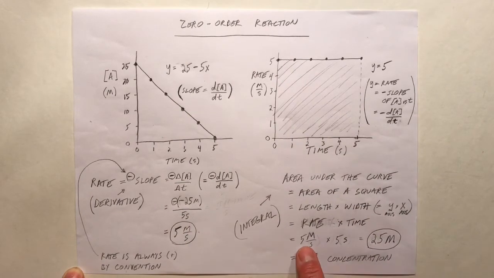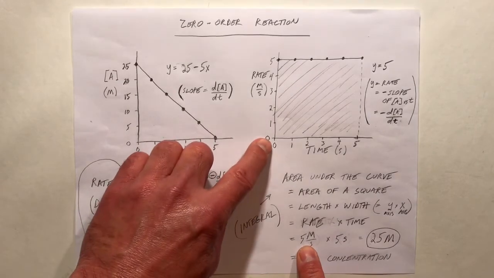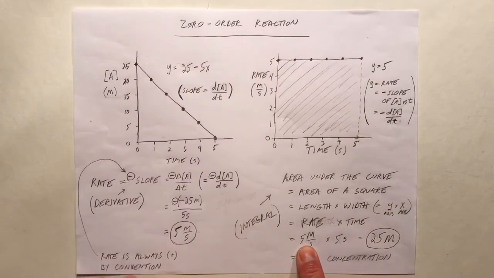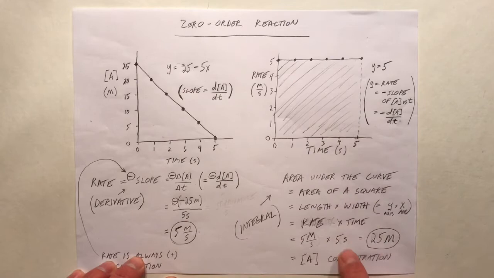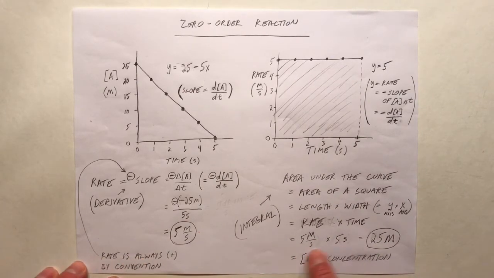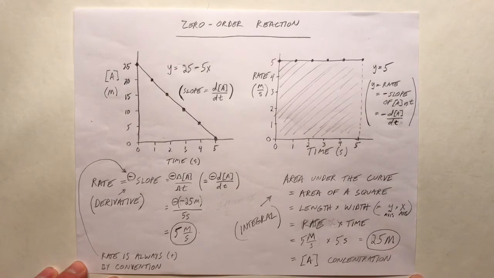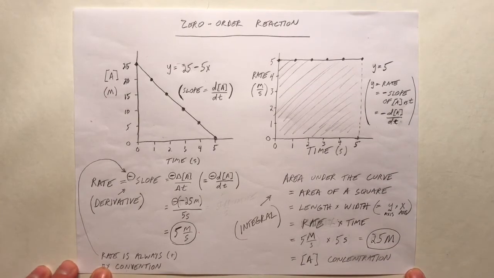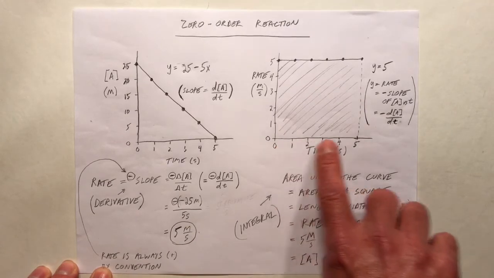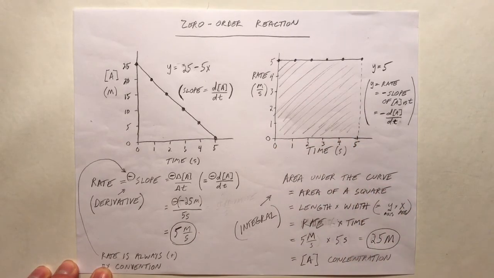Notice that when we do that, our total change in rate is 5 molarity per second. Our total change in time is 5 seconds. 5 molarity per second times 5 seconds, seconds cancels out, we get 25 molarity. So that means that when the reaction progresses, we have a change in 25 molarity for our concentration.